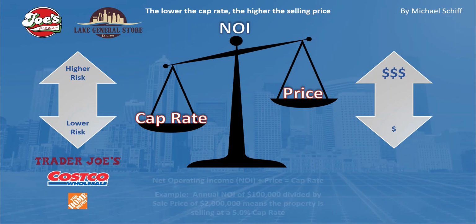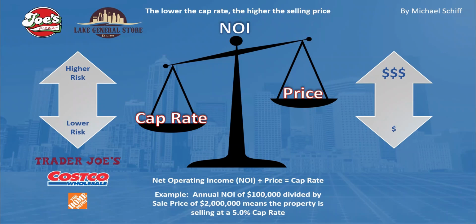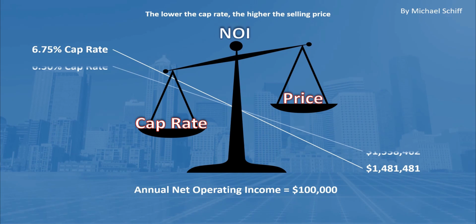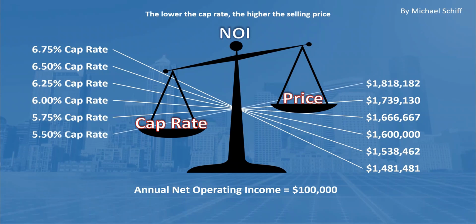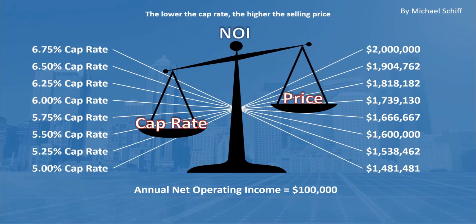So let's run the formula taking a simple example of a property that was earning $100,000 and we divided that by a sale price of, let's say, $2 million. That would mean that the property is selling at a 5% cap rate. So if I show it to you like this on a property that's generating annual net operating income of $100,000, you can see that each 0.25% drop in the cap rate really affects the purchase price, makes it jump up.